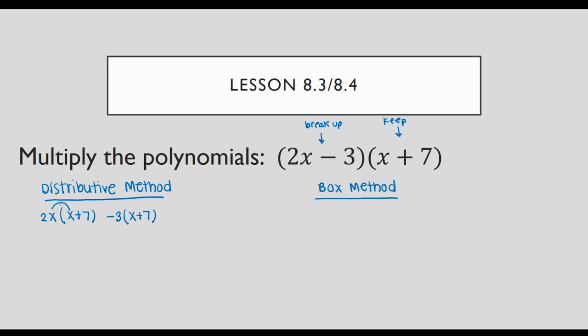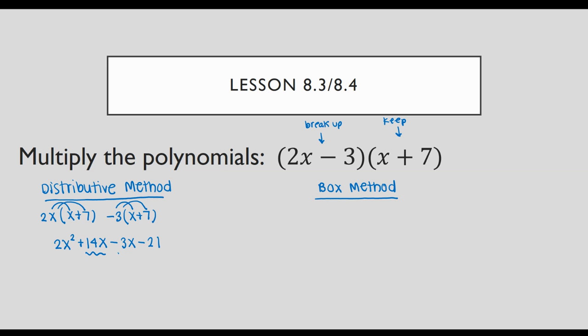So I would distribute, and remember, when I distribute, I'm adding exponents. So this first one, 2x times x is 2x squared. 2x times 7, I multiply the 2 and the 7 to get the 14, and I get to keep the 1x. Now I'm going to distribute -3. -3 times x is -3x. -3 times 7 is -21.